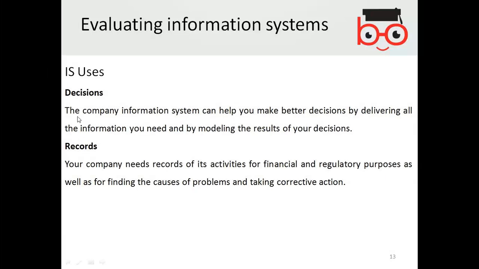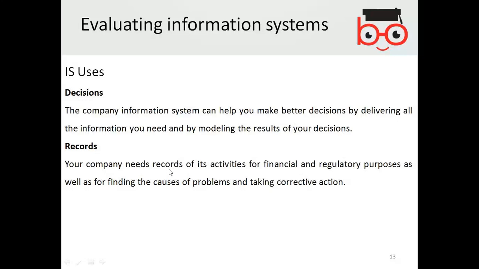Decisions. The company information system can help you make better decisions by delivering all the information you need and by modeling the results of your decisions. So the information system is used in decision making as well, and the decisions depend on the information provided, and obviously the system helps to create better decisions.